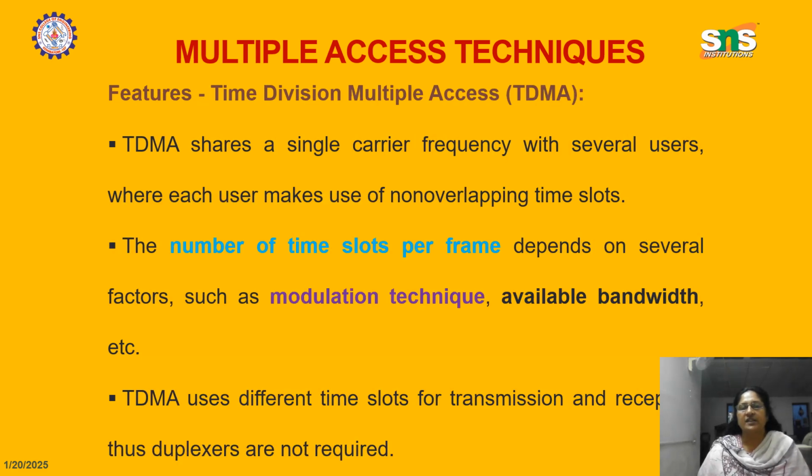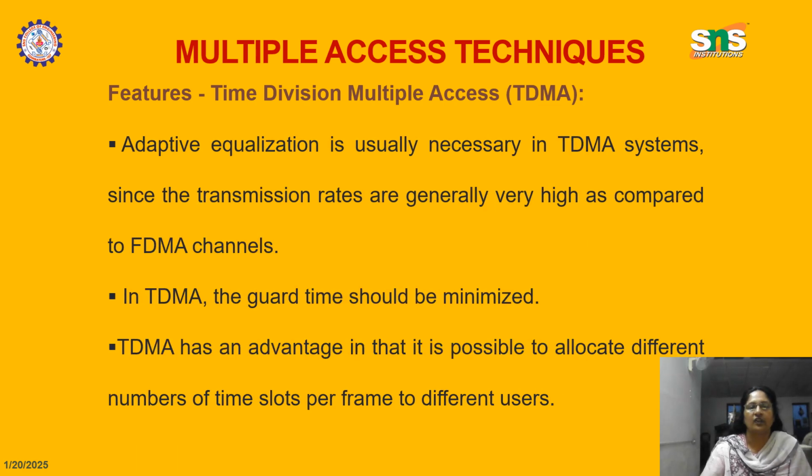TDMA shares a single carrier frequency with several users, where each user makes use of non-overlapping time slots. The number of time slots per frame depends on several factors such as modulation technique, available bandwidth, etc. TDMA uses different time slots for transmission and reception. Thus, duplexers are not required. In FDMA, duplexers are required, whereas in TDMA, duplexers are not required.